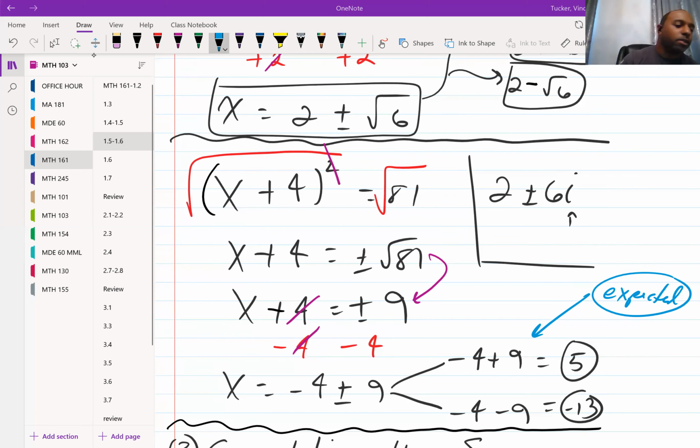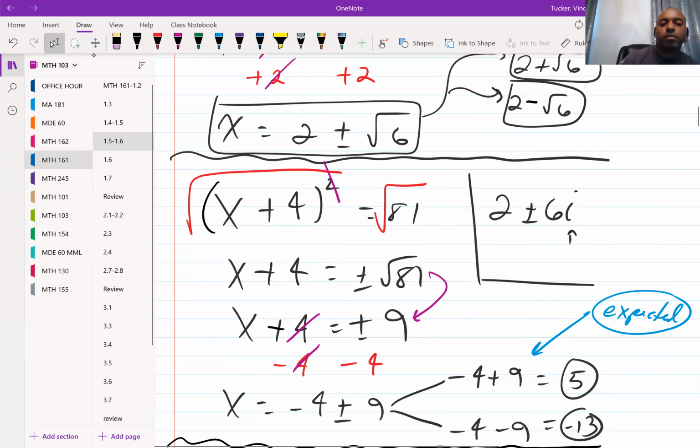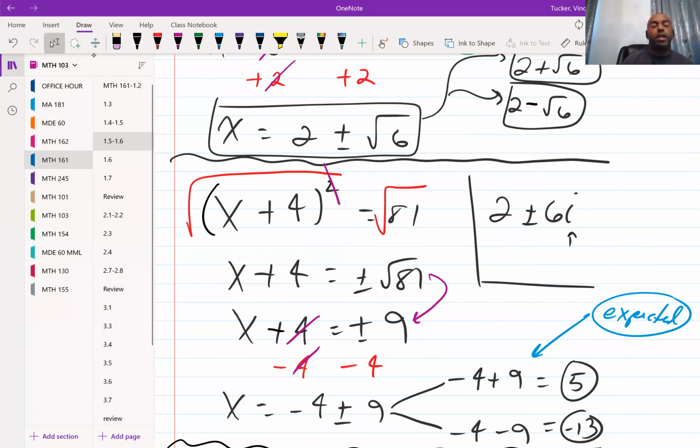All right, any questions? All right, so any problems with completing square, not completing square root property before we look at completing square? All right.